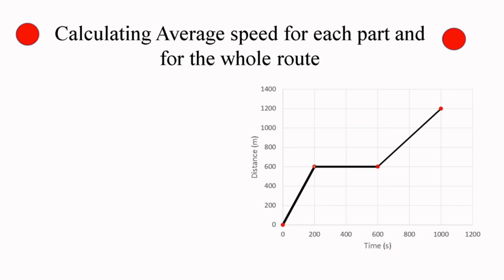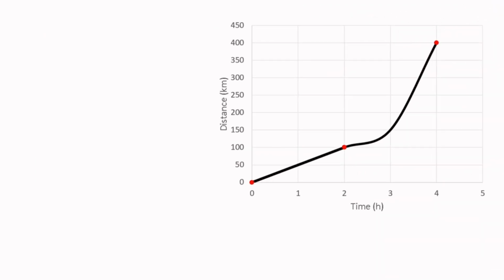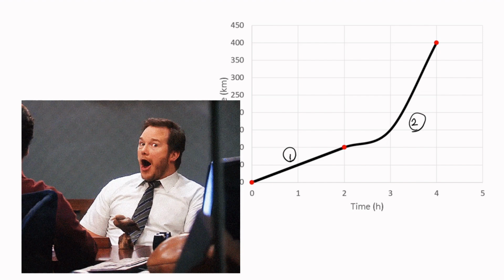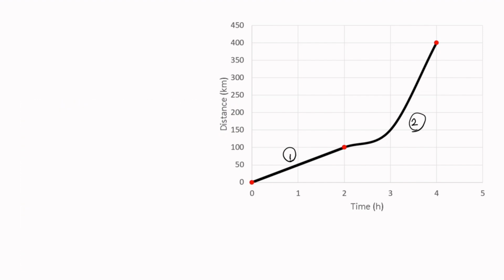Let's solve the next example with each other. Here we have another distance time graph, and if you pay attention, you will realize that distance time graph is made of two parts. This is the first part, which is linear, and this is the second part, which is curve. The curve part, is it going to change the method that we are going to apply? No, we are going to apply the same method. We want to calculate average speed for each part and for the whole route. Let's start with the first part.